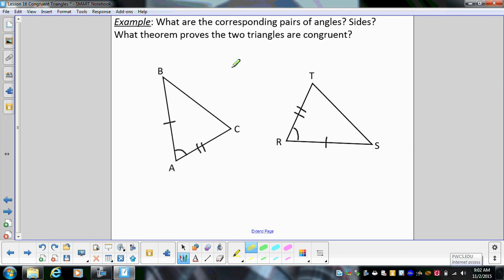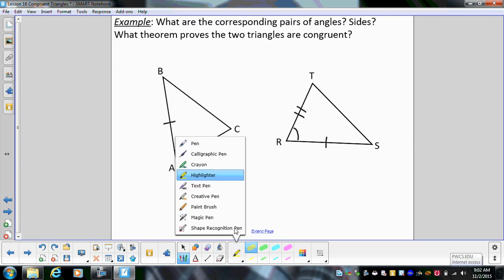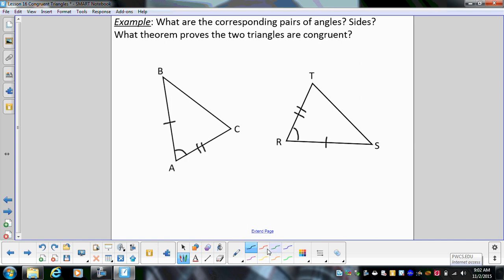So the first thing I want to do is get down all the information I have. So I want to write down the pairs of corresponding angles and the pairs of corresponding sides that I do have. So here I have 1 mark on segment AB, and I have 1 mark on segment RS. That means those 2 segments are congruent. I have 2 marks on AC and 2 marks on RT, so those 2 sides are congruent. And what the 2 marks mean is that AC and RT are congruent, but those 2 sides are not congruent to the other ones that are marked up.